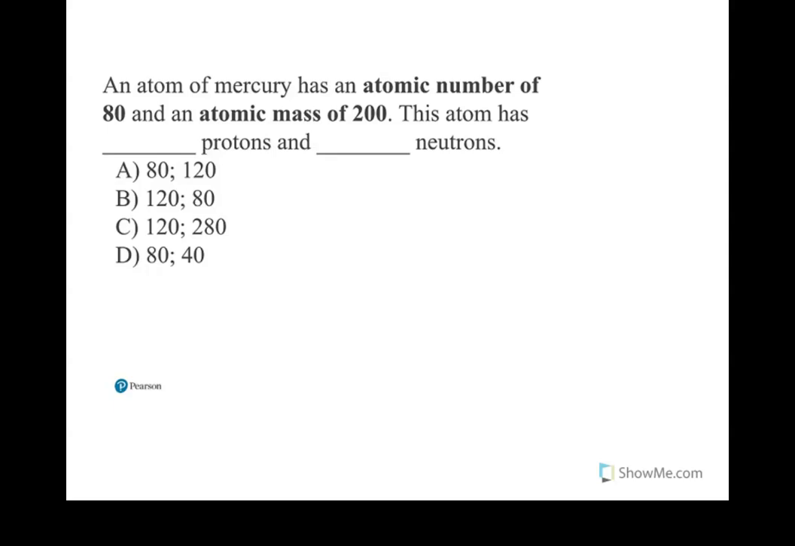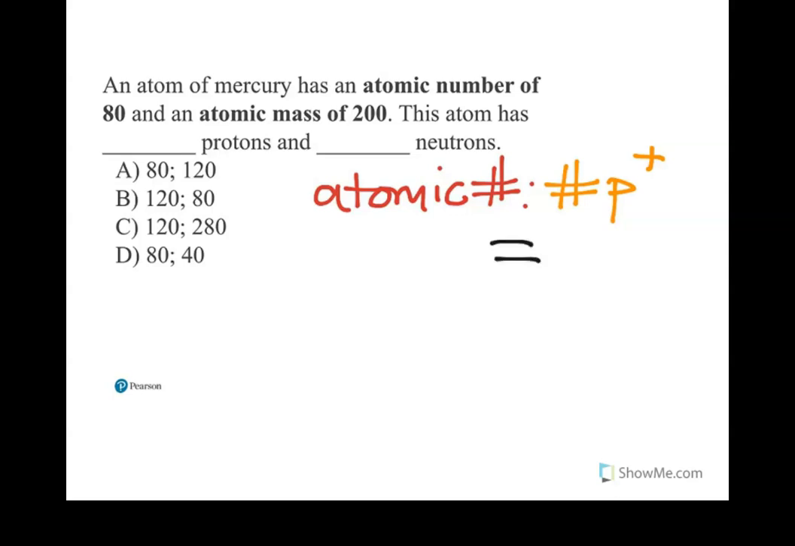So recall that the atomic number is the number of protons. And I'm going to just write shorthand lowercase p with a positive sign, and that tells me protons. And that is all the atomic number is telling you. And in the question, it's telling you that that number is 80. Well, then that means that I have 80 protons.